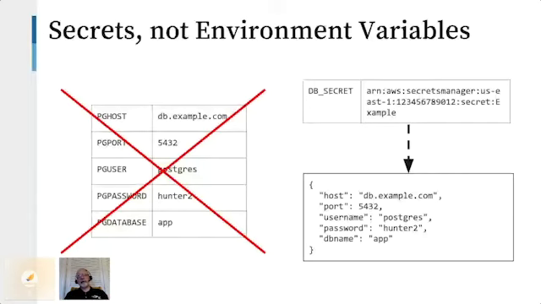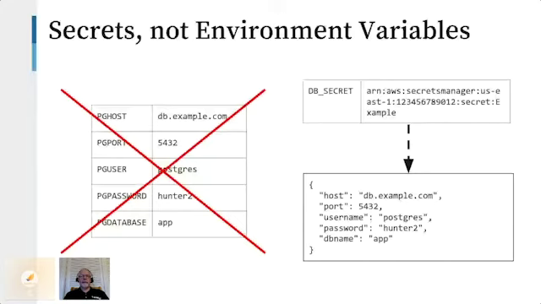So instead of having separate environment variables to specify all the components you need to log in to your database, instead, I strongly recommend you store that information in Secrets Manager. The standard is a JSON object, and then have one environment variable that gives a reference to it.